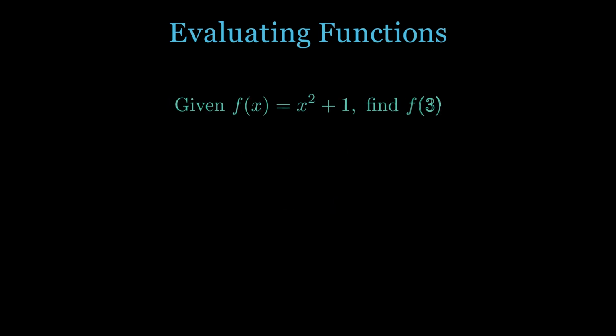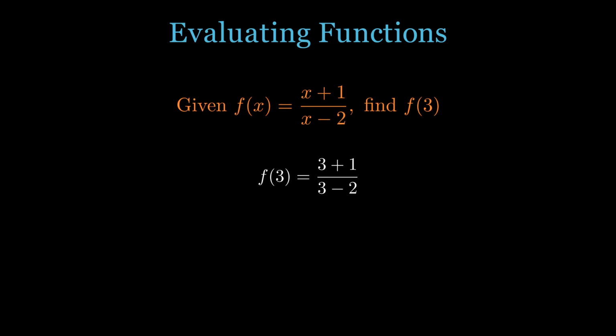Next, for f of x equals x squared plus 1, find f of 3. Replace x with 3. 3 squared is 9. Plus 1 is 10. Finally, a fraction. Replace every x with 3. 3 plus 1 is 4, and 3 minus 2 is 1. 4 divided by 1 is 4. Notice the denominator isn't 0, so we are safe.